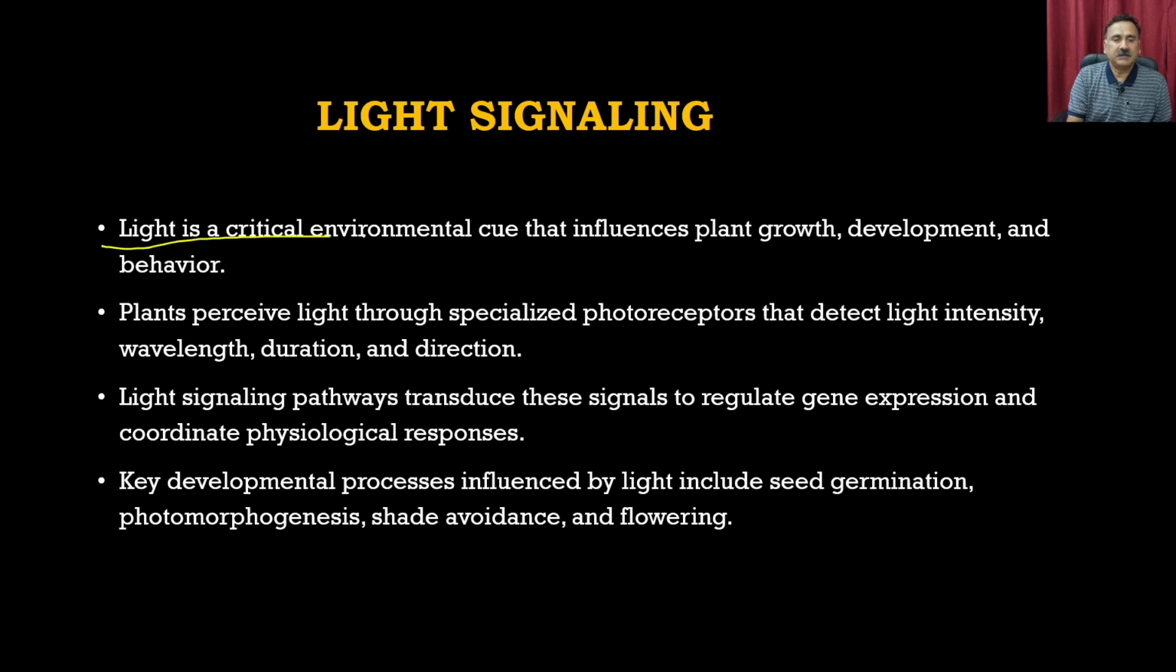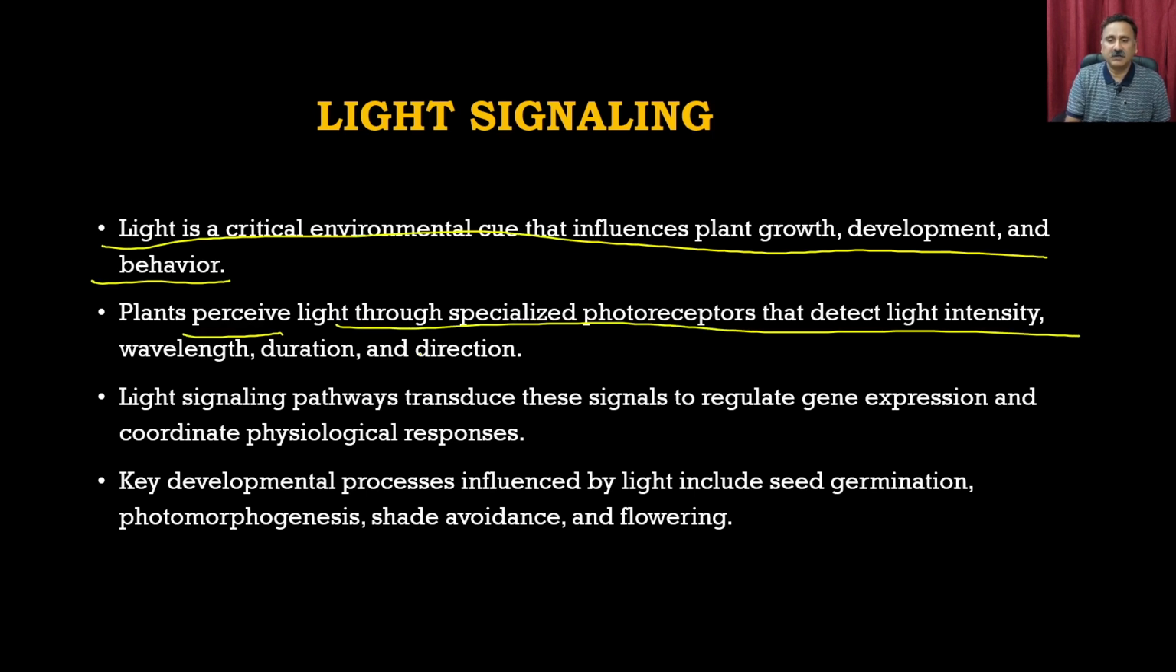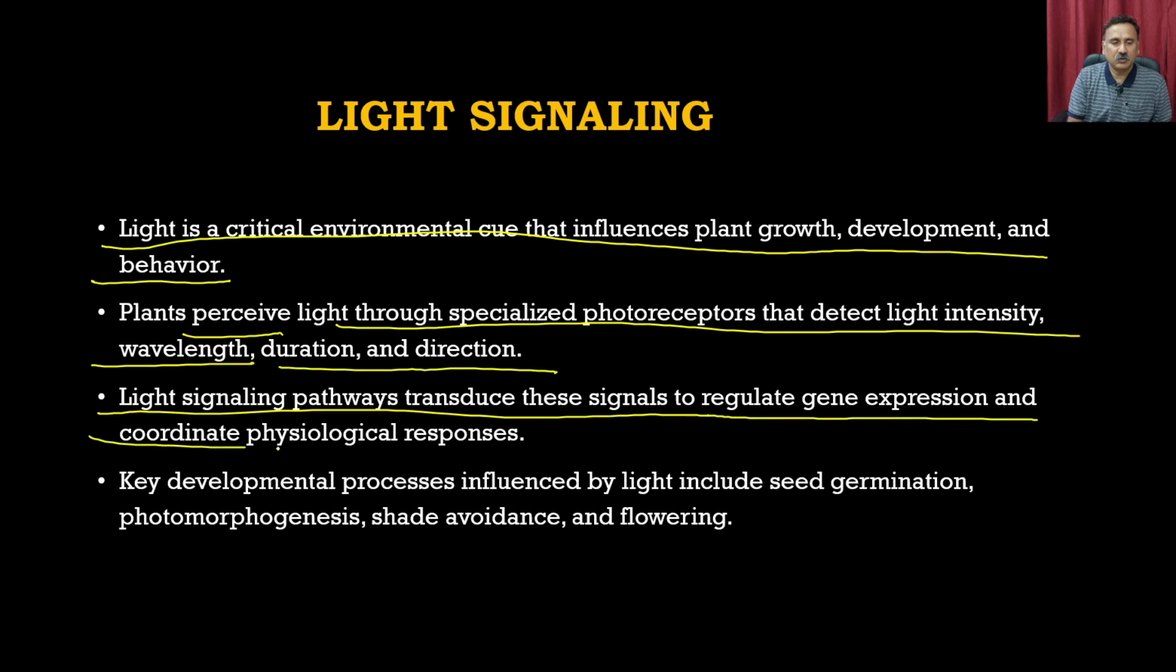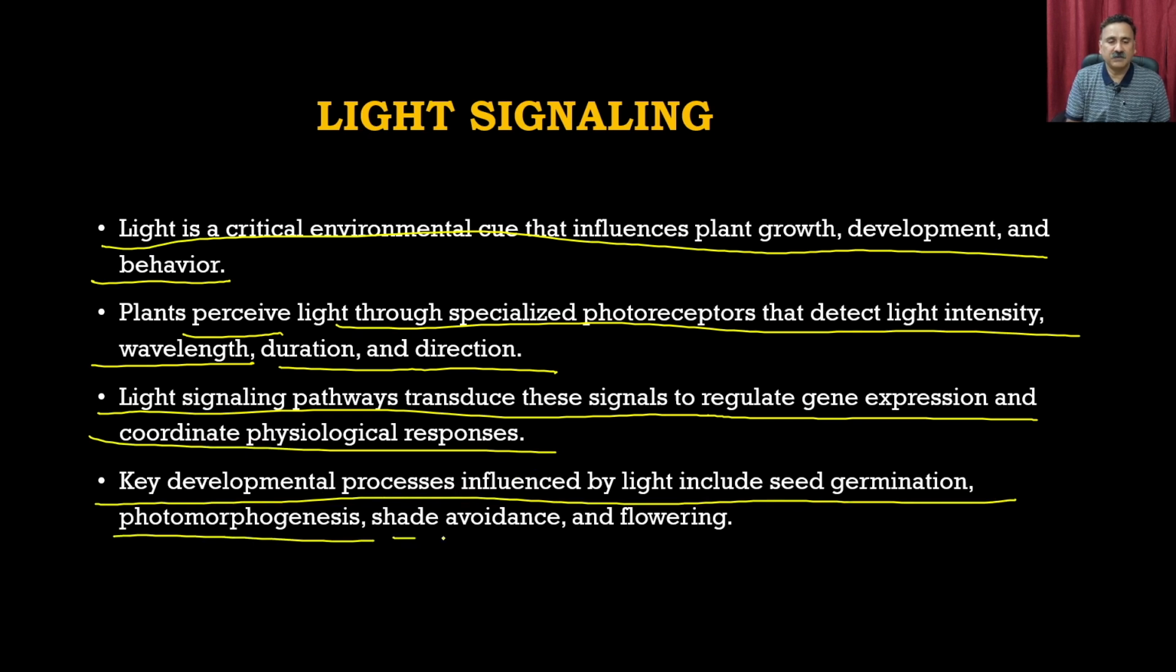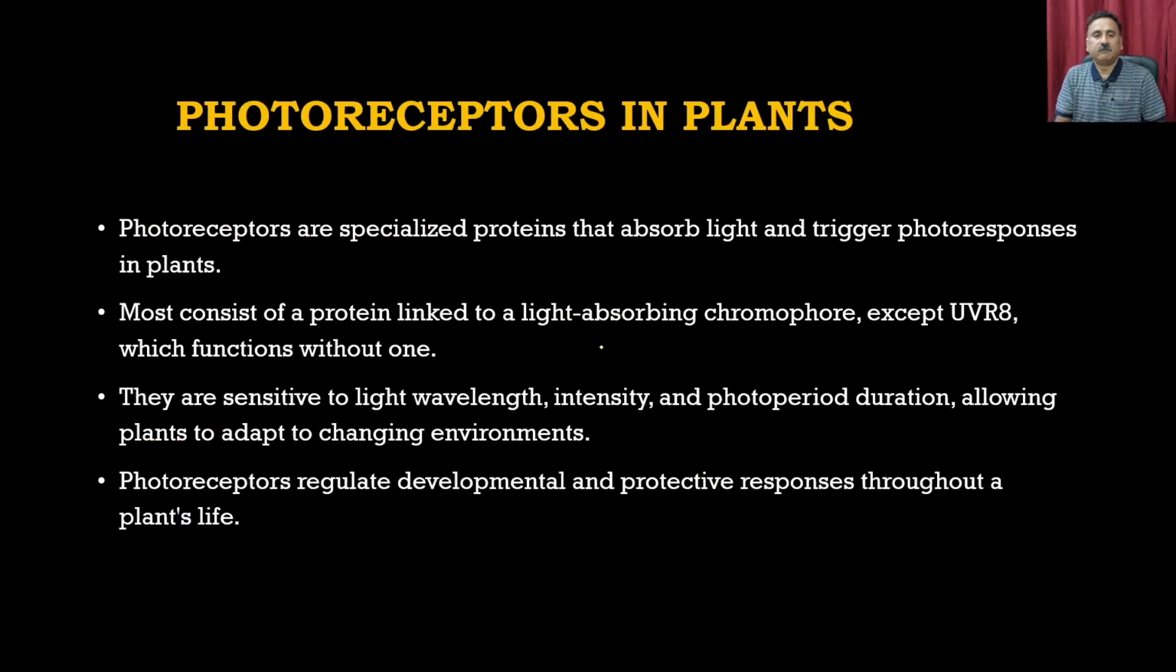Light is a critical environmental cue that influences plant growth, development, and behavior. Plants perceive light through specialized photoreceptors that detect the light's wavelength, duration, and direction. Light signaling pathways transduce these signals to regulate gene expression and coordinate physiological responses. Key developmental processes influenced by light include seed germination, photomorphogenesis, shade avoidance, and flowering. Now, what are the different types of photoreceptors?